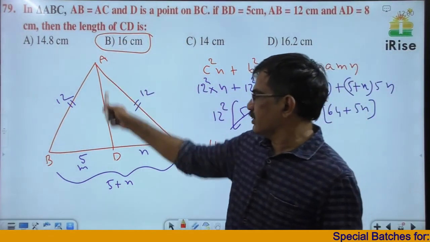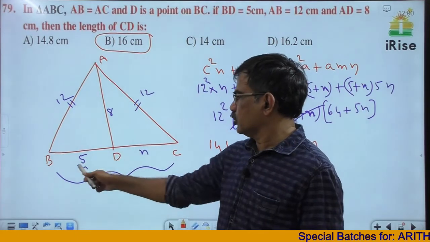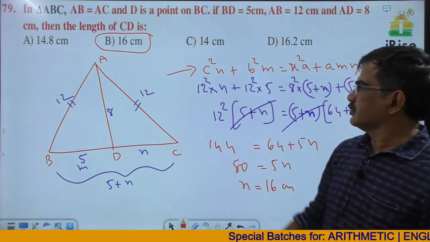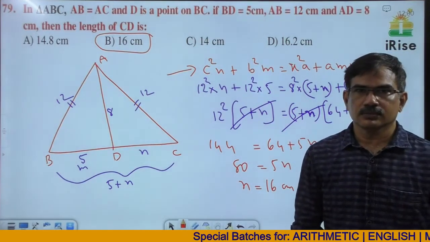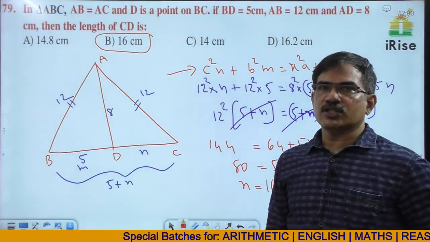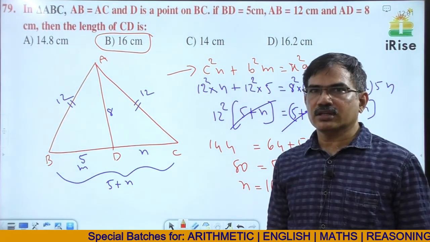If any line divides the opposite side into two parts m and n, apply the formula to find one of the sides which is not given. Okay, next question.